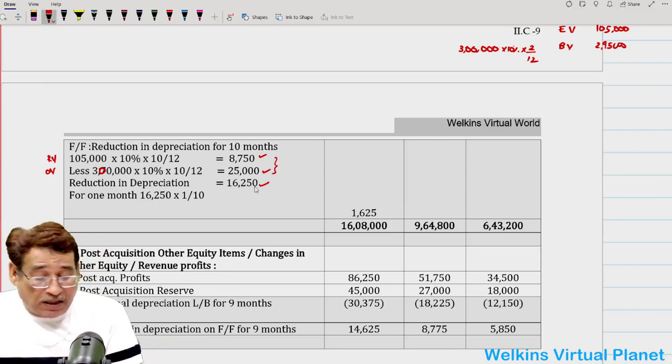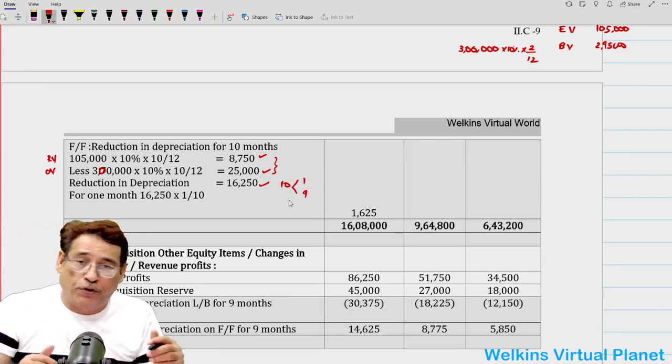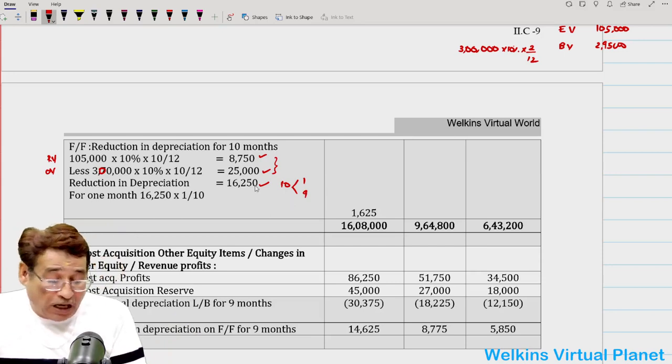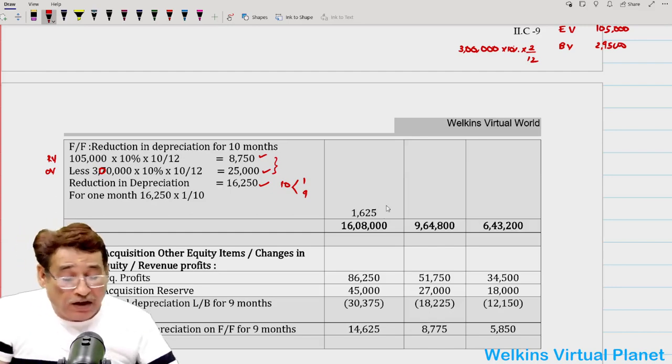But the problem is that this depreciation is for 10 months, and out of 10 months, 1 month is falling in the pre-acquisition period and 9 months are falling in the post-acquisition period. So I will take 1 month depreciation. 1 month depreciation will be equal to 1,625. So additional reduction in depreciation is a positive item. So 1,625. Is it clear to you?